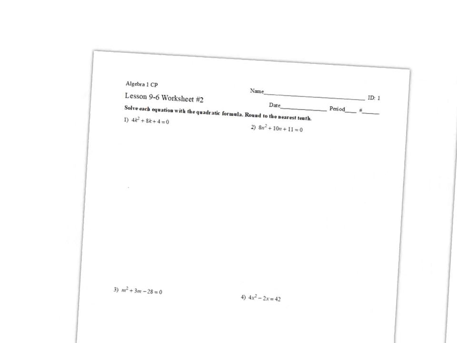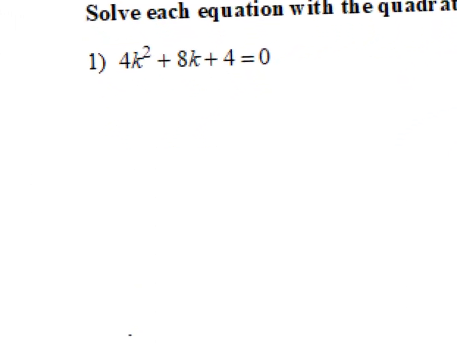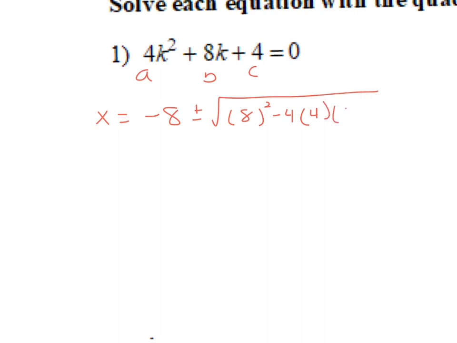Okay, this is the answer key for the lesson 9-6 worksheet number 2. And we're going to start by using that quadratic formula. So we've got A is 4, B is 8, and C is 4. So x equals negative 8 plus or minus, right, the opposite of B, plus or minus the square root of B squared, so 8 squared, minus 4 times A, which is 4, times C, which is 4. All divided by 2 times A, or 2 times 4.